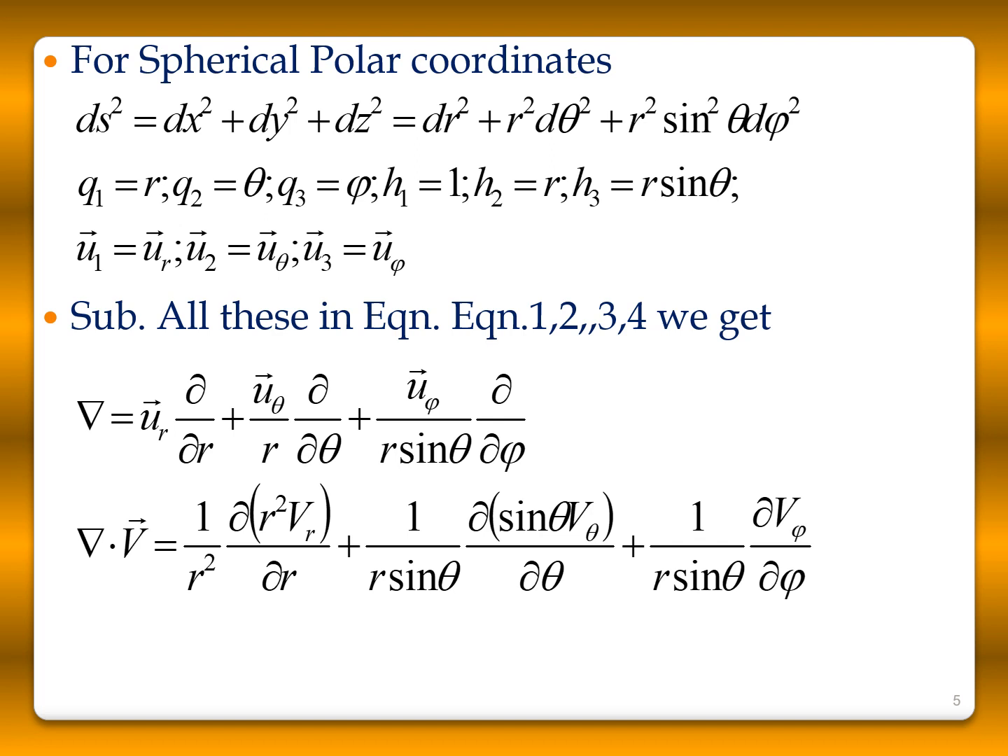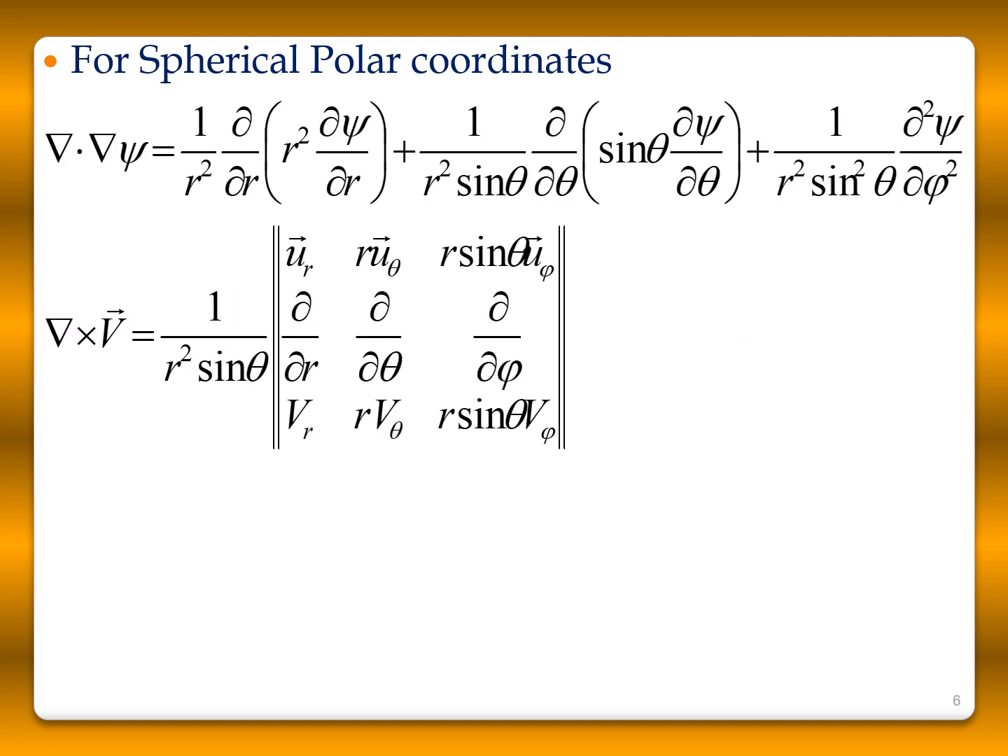So in all the cases, you have to substitute the value of what is H1, what is H2, what is H3, and what is Q1, Q2, Q3, and similarly for the basis. Then we can get the corresponding coordinates, spherical polar.